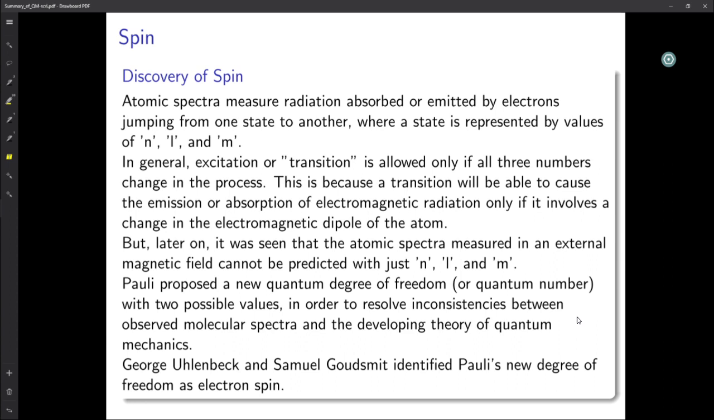So the discovery of spin actually goes to Samuel Goudsmit for discovering the concept of spin. So next slide, please.